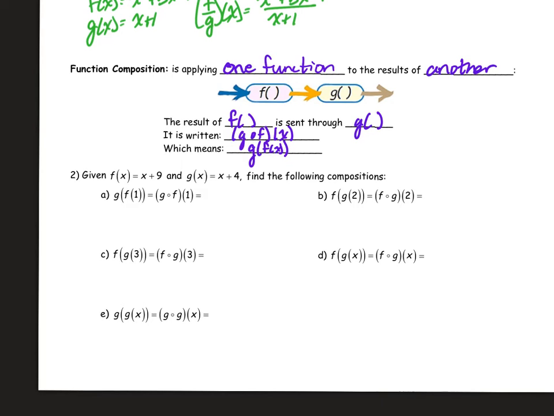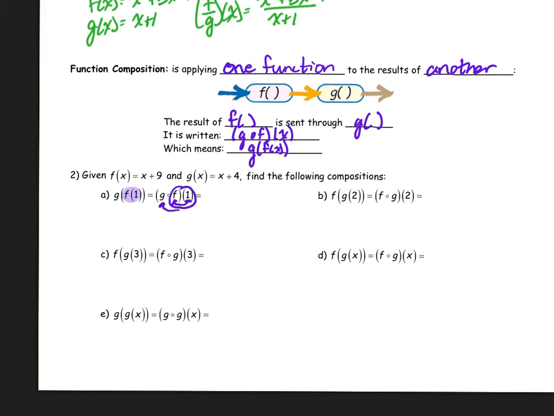So this one says I'm going to take f of 1 first. I'm going to do f of 1 first, and then I'm going to get that result, and I'm going to put that result into g. And this one says the same thing in a different way. I'm going to take 1, and I'm going to put it into my closest letter, which is f. So I'm going to find f of 1. And then I'm going to get that whole answer and put it into g. And so that's what my notation is saying.